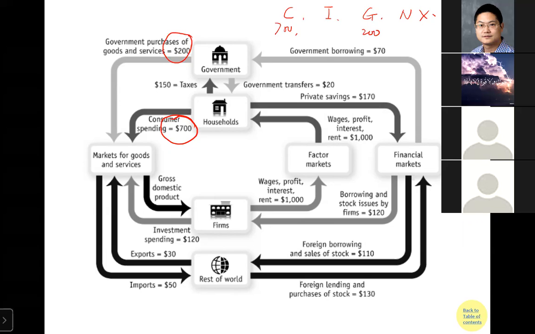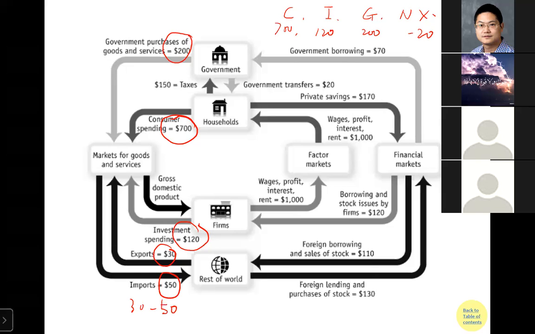And next, I. What's I? I is going to be captured here, 120. And lastly, net export. That's going to be captured by export minus import, 30 minus 50. That gives you negative 20. So if we add all together, the GDP will be 1,000. So this is the spending approach.